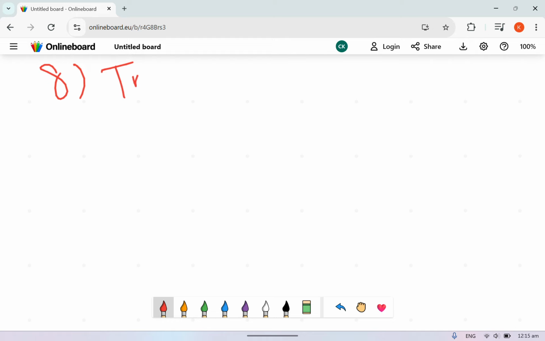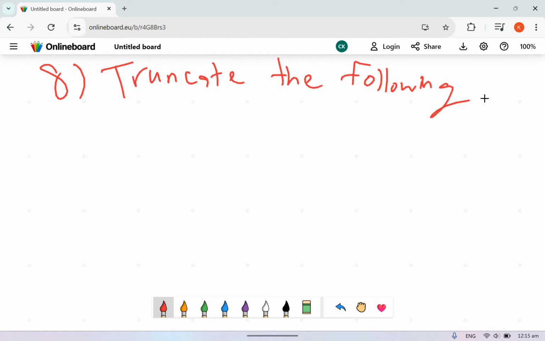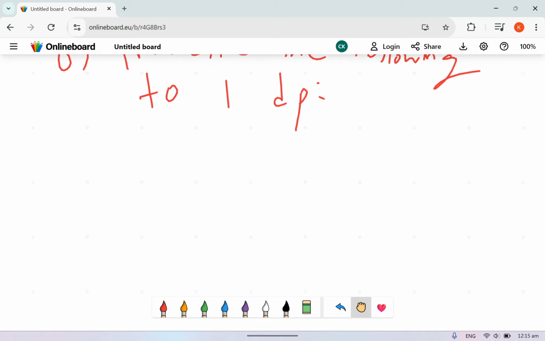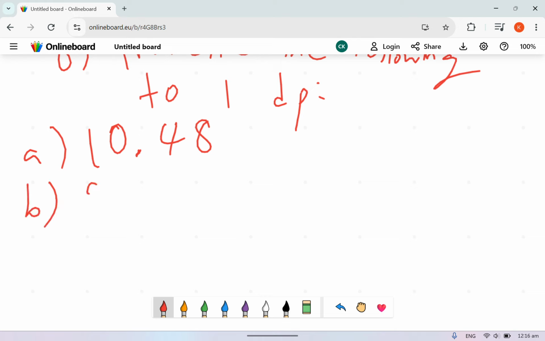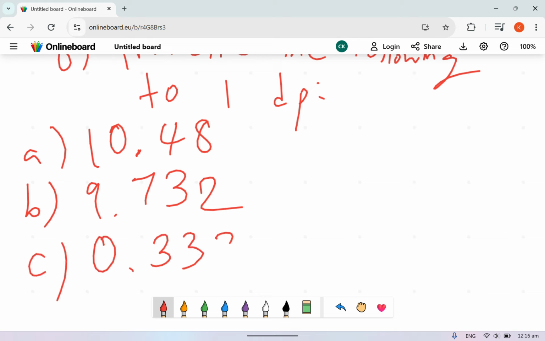Question 8. Truncate the following to 1 dp. But this is gonna be so easy. I think it's like useless letting you guys do it, but I still have to do it. Okay, let's go. 10.48, 9.732, 0.333 dot. Okay, now never mind.